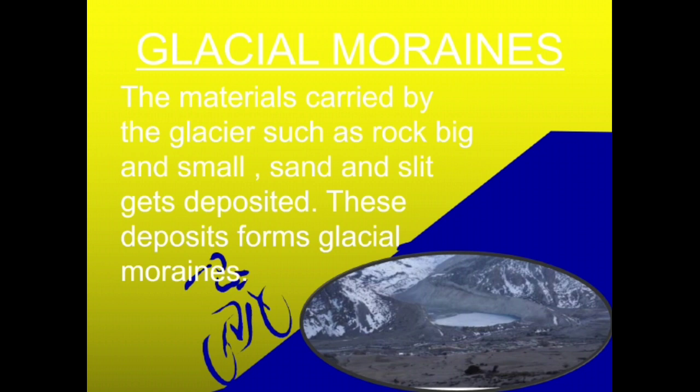Next is glacial moraines. Now, when the glaciers move on, they carry materials like rocks, sand, and silt. And when ice is not able to carry this material, all this material gets deposited on the way. These deposits form glacial moraines.